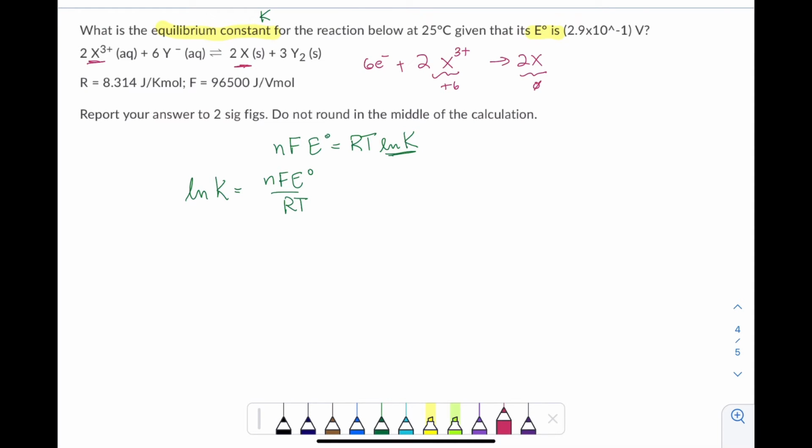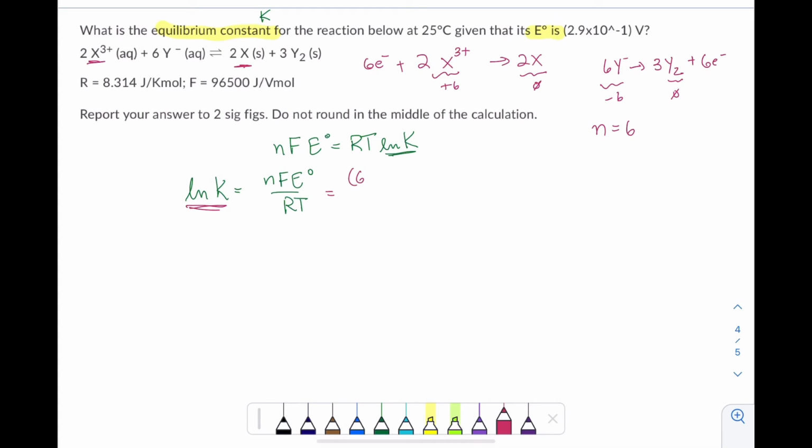If I double check that with the other half reaction, I should get exactly the same thing. I should see that there are 6 electrons. And there are: 6Y minus goes to 3Y2. There's a negative 6 on the left, a 0 on the right, and so again, that's going to need 6 electrons transferred on the opposite side. So n equals 6. I'm going to first solve for log of K, and then I'll take the inverse log of it once I get it into my calculator.